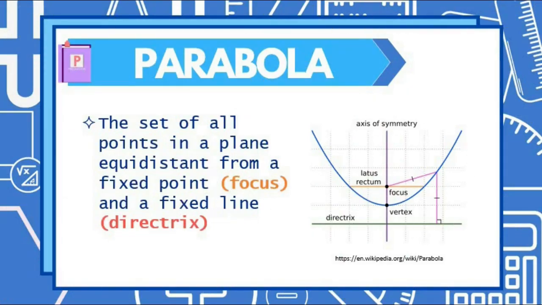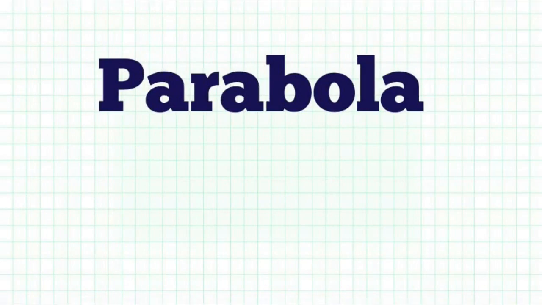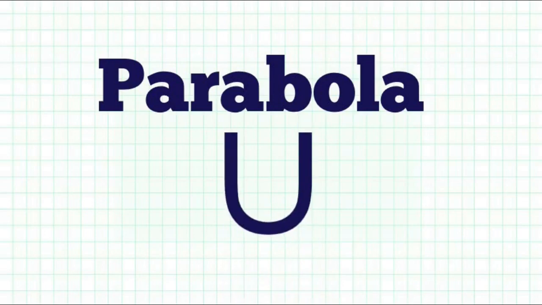Aside from the definition of a parabola, I also want to emphasize what a parabola looks like. For you to be able to effectively remember and keep in mind the illustration of a parabola, you just need to think of one letter, and that is letter U. So the letter U is the figure that best resembles the illustration of a parabola.